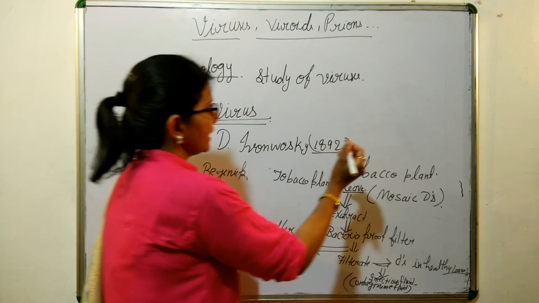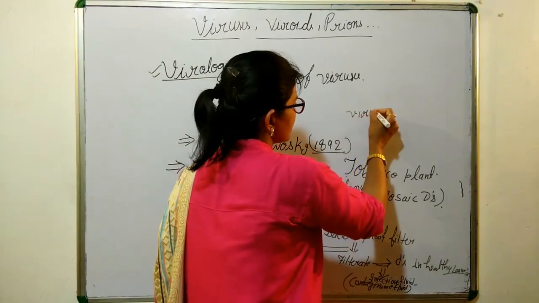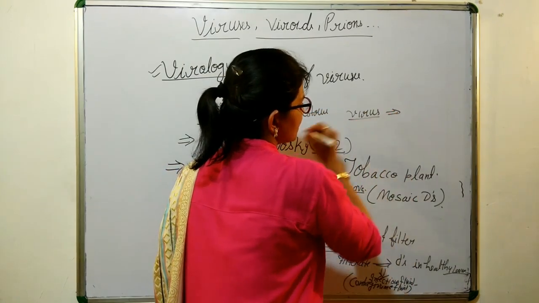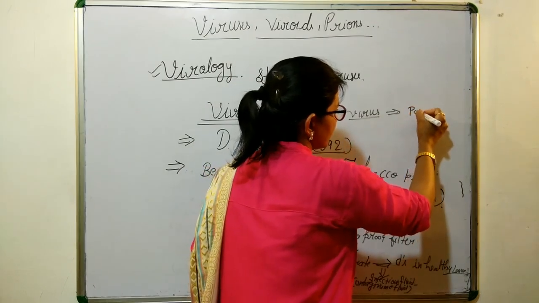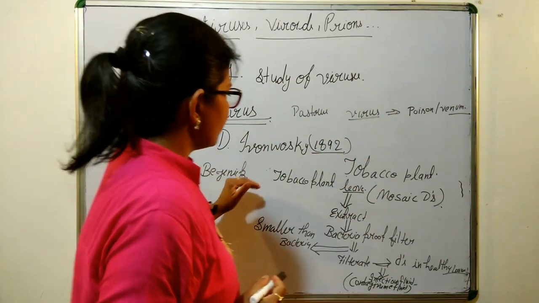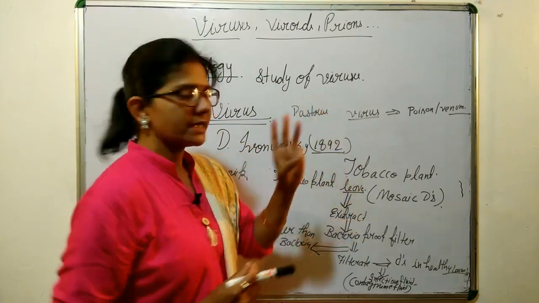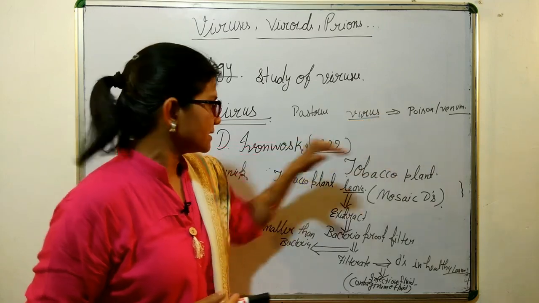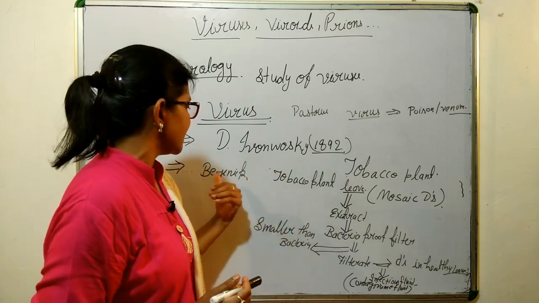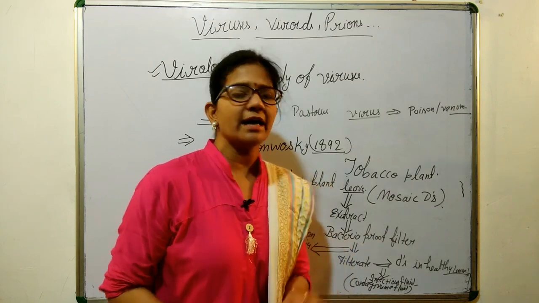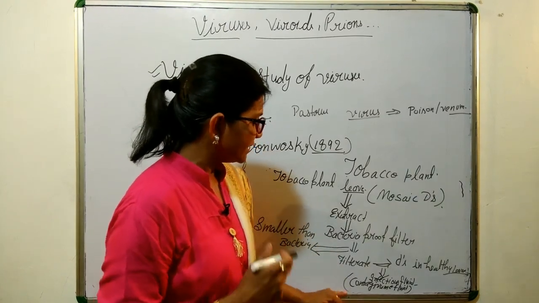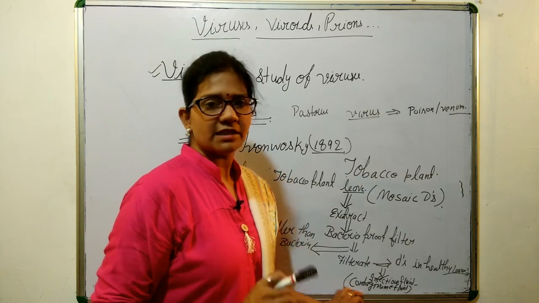One more thing, the term virus was given by Pasteur. Why did he give this term? Because virus means poison or venom. Clear? So you can see the names we got: Pasteur, who gave the term virus; Ivanovsky, who discovered viruses in 1892; then in 1898 Beijerinck worked on the tobacco mosaic plant. He took the extract of the diseased leaf and filtered it, and he found that this filtrate is also contagious, or an infectious fluid.